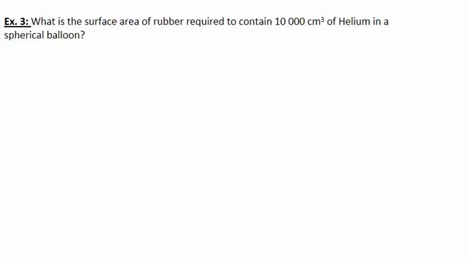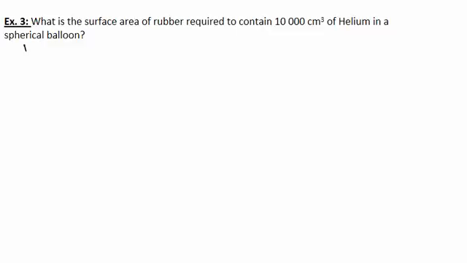Example 3. What is the surface area of rubber required to contain 10,000 centimeters cubed of helium in a spherical balloon? So we know it's a sphere, so we need to use our volume and surface area formulas for this sphere that we just learned. We are given the volume, but we need to find surface area. So let's use our volume formula and this value to calculate the radius, and then we can plug the radius into the surface area formula to find our value of the surface area.